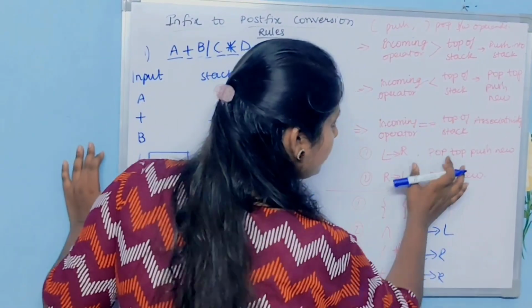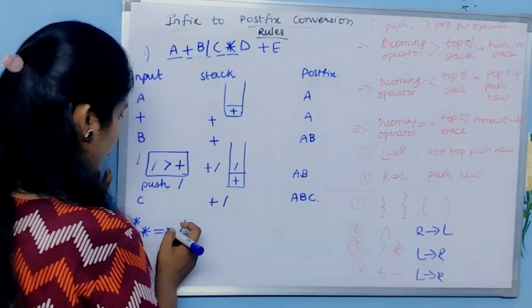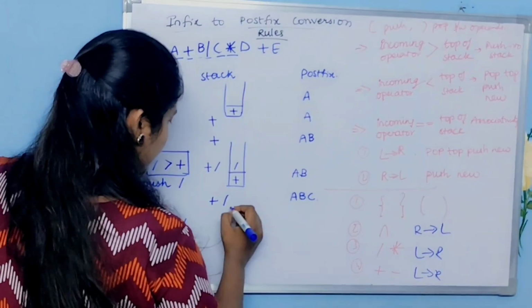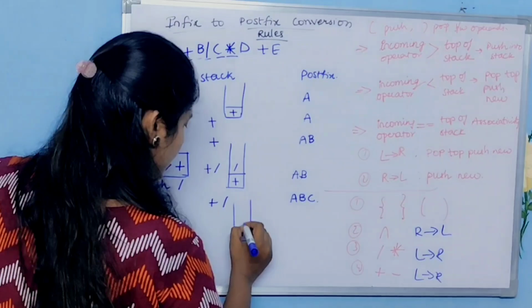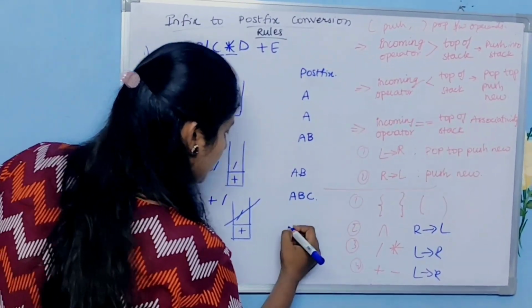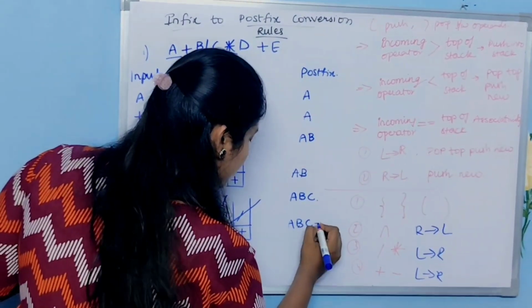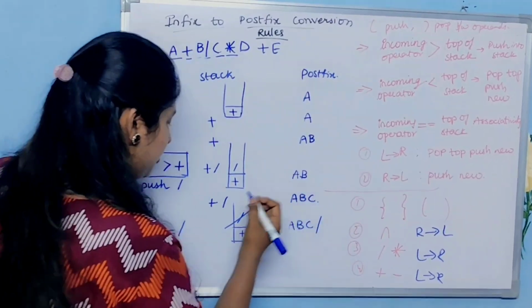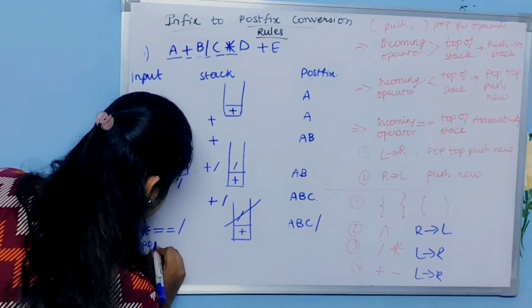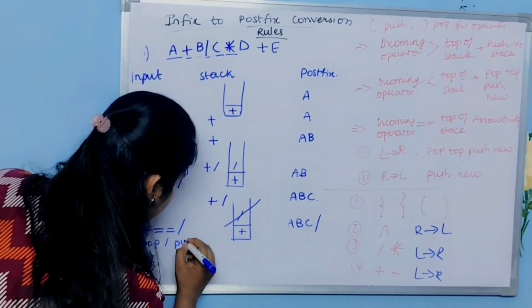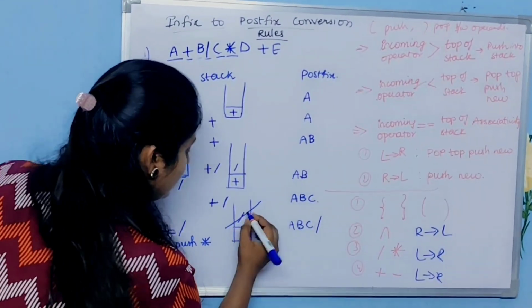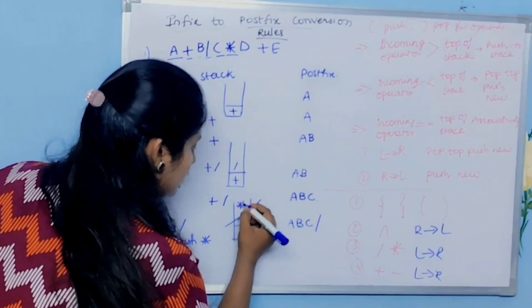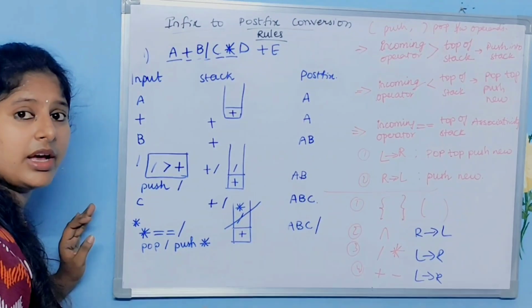What is the left to right rule? Pop top and push new. What is the top element? This one, right? So now I will show it here. Pop top. Each time you pop, you have to write it in the postfix expression. And push star. So you can't directly push again.